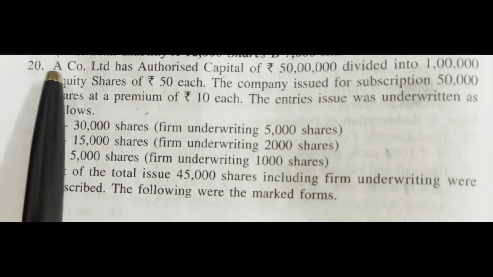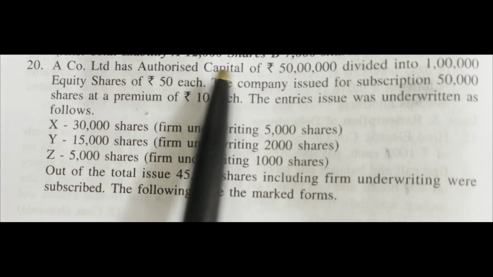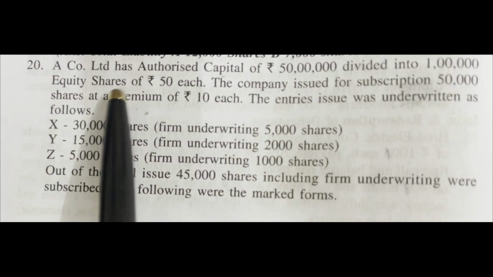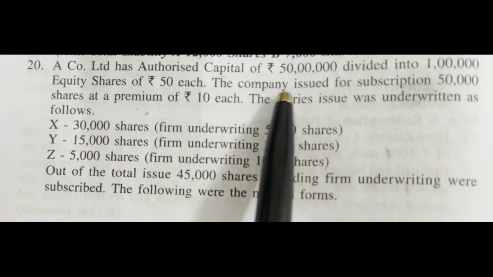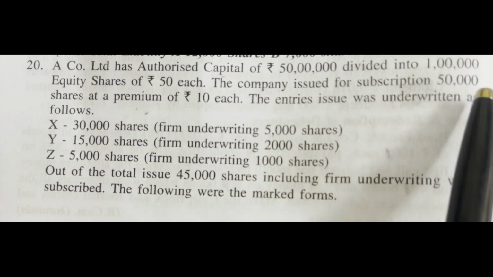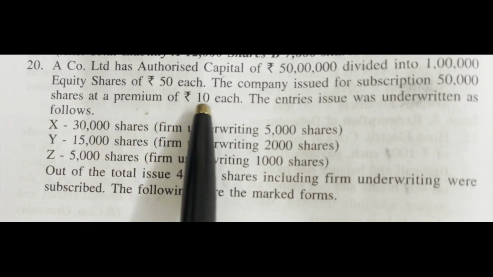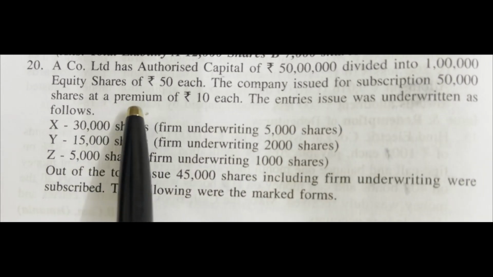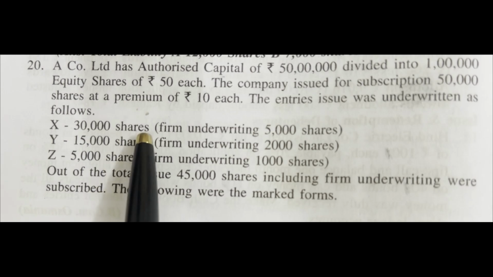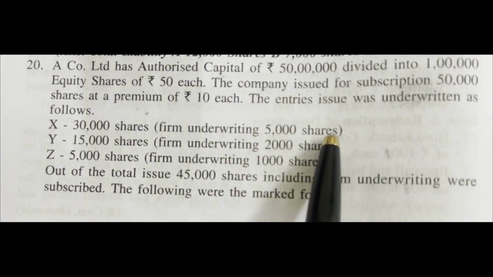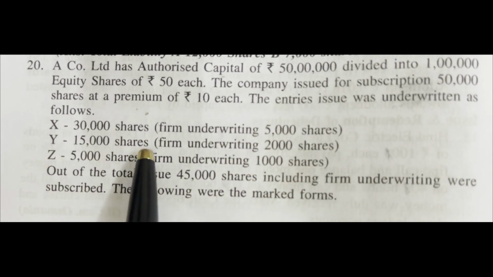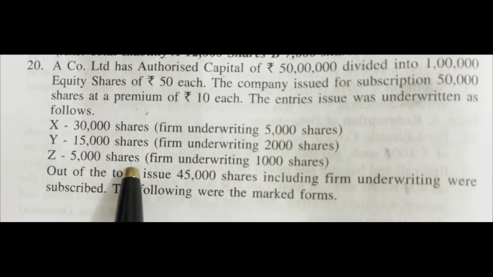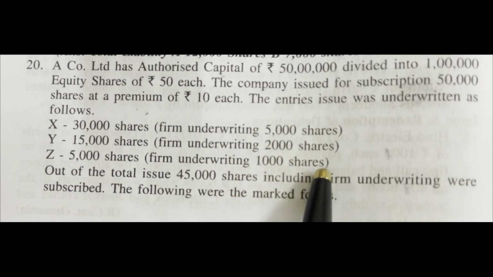Problem number 20. A company limited has an authorized capital of 50 lakh rupees divided into 1 lakh equity shares of 50 rupees each. The company issued for subscription 50,000 shares at a premium of 10 rupees each. The entire issue was underwritten as follows: X 30,000 shares, firm underwriting 5,000 shares; Y 15,000 shares, firm underwriting 2,000 shares; Z 5,000 shares, firm underwriting 1,000 shares.